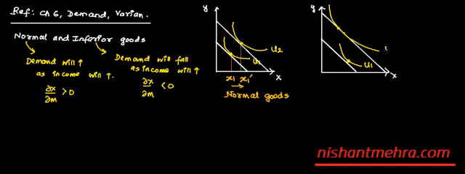Okay, so what does it show? It shows that the amount of X which you were consuming earlier is this much, and the amount of X which you're consuming later is this much. So this is X1 and this is X1 dash. So the amount of X which you're consuming is falling, and this is your inferior good. Is that right?